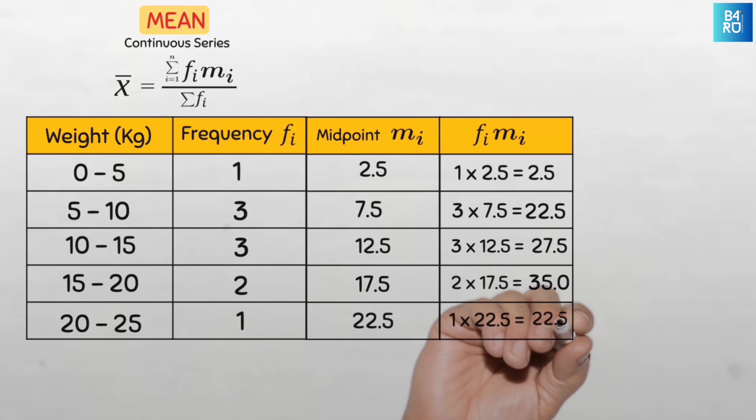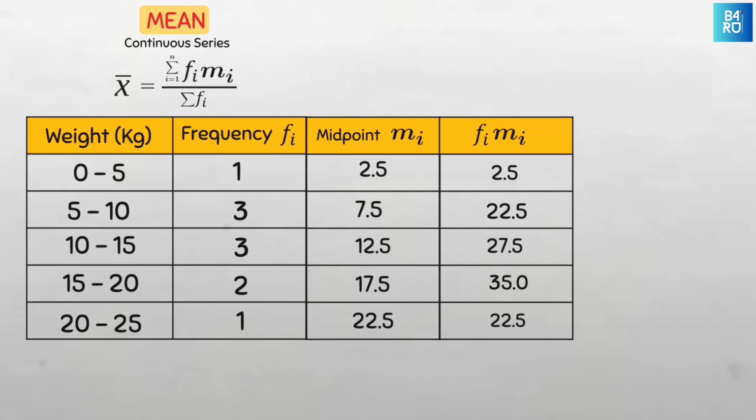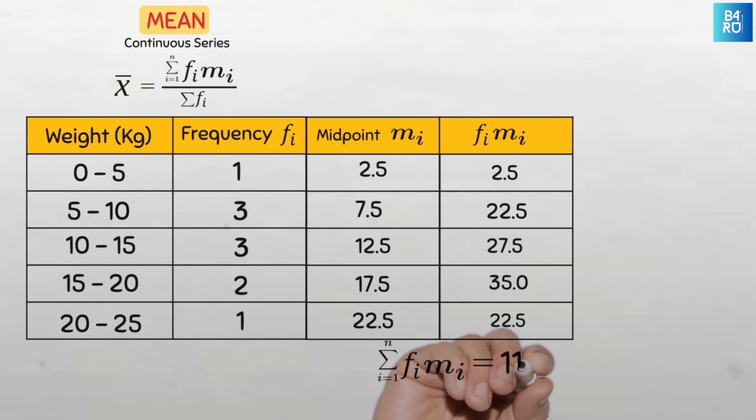Awesome. Now that we have all the products of the frequencies and midpoints, we just need to sum them to complete the numerator. So the sum of the product of the frequencies and the midpoints of each class, that's the sigma f sub i m sub i, is equal to 2.5 plus 22.5 plus 27.5 plus 35 plus 22.5, and this equals 110. Awesome.